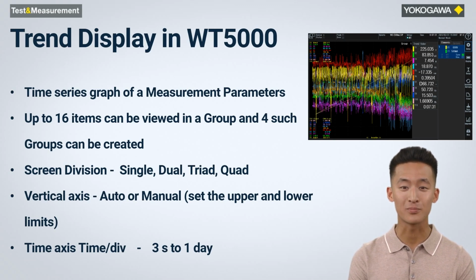over the time. In WT5000, we can have 16 items in trend display of a group, and like that we can have 4 such groups. This helps to analyze more parameters in trend graph.